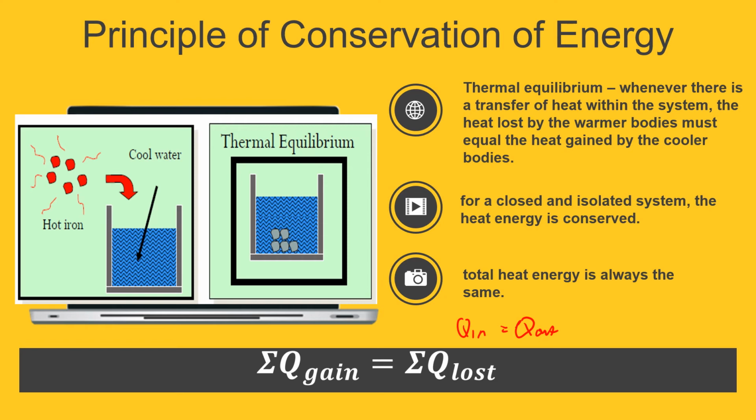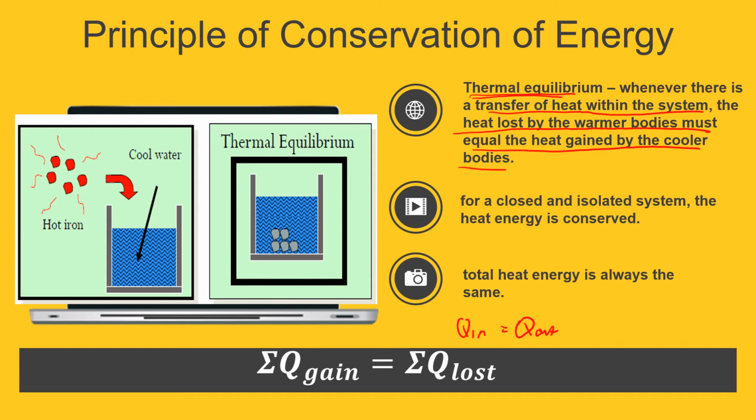So thermal equilibrium, whenever there is a transfer of heat within the system, the heat lost by the warmer body must equal the heat gained by the cooler bodies. Okay, bila ada heat transfer, that means dia ada perbezaan temperature kan. So bila dia capai thermal equilibrium ni, heat yang dekat suhu yang rendah dengan suhu yang tinggi yang diterima tu akan sama. Maksudnya Q in is equal to Q out. So bila berlaku keadaan itu, dia berada di dalam keadaan thermal equilibrium.